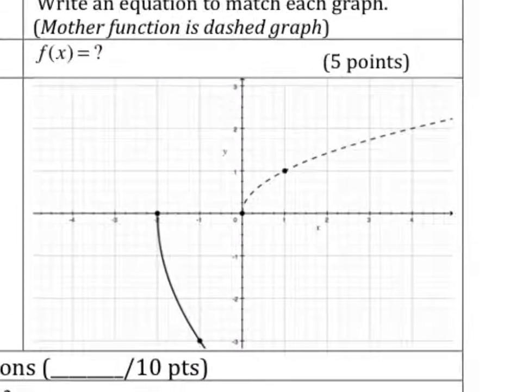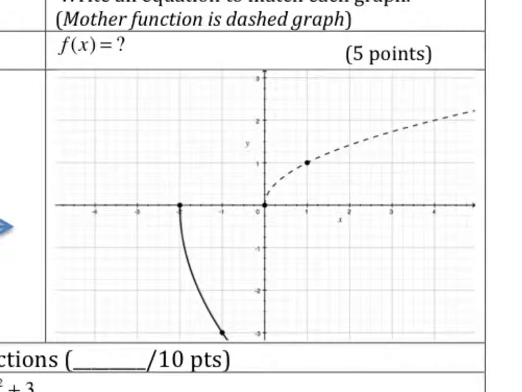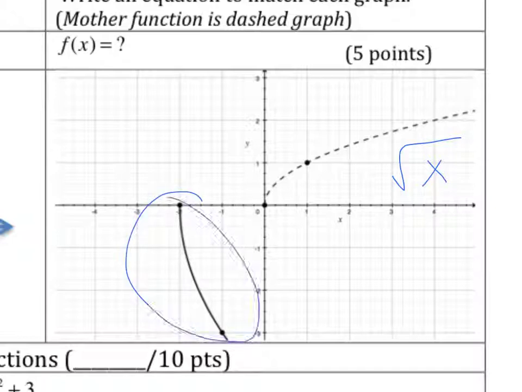Our second question asks us to identify a graph based on the mother function. We know this mother function is the square root of x. The first thing that's happening is it's being flipped vertically, so we know that this is going to involve the negative square root of x.